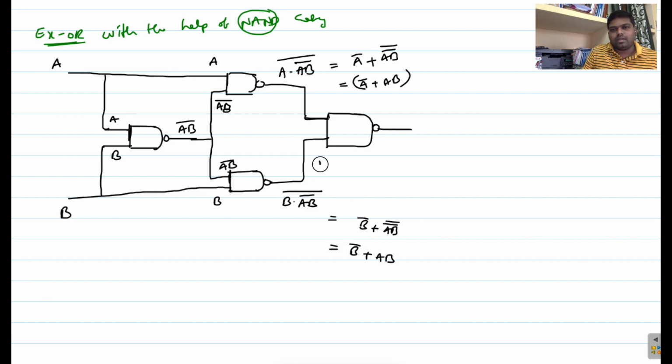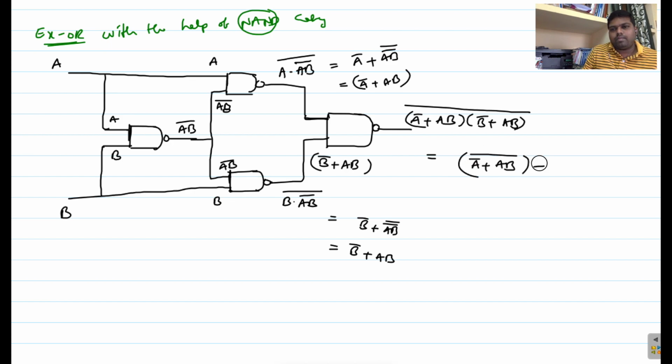So here the input is what? B bar plus A B. Now these two are connected to this last NAND gate. Then you will get ((A bar plus AB) into (B bar plus AB)) whole bar. Okay. Now if you simplify based on the complementary theorem, what you will get? So (A bar plus AB) whole bar plus (B bar plus AB) whole bar.